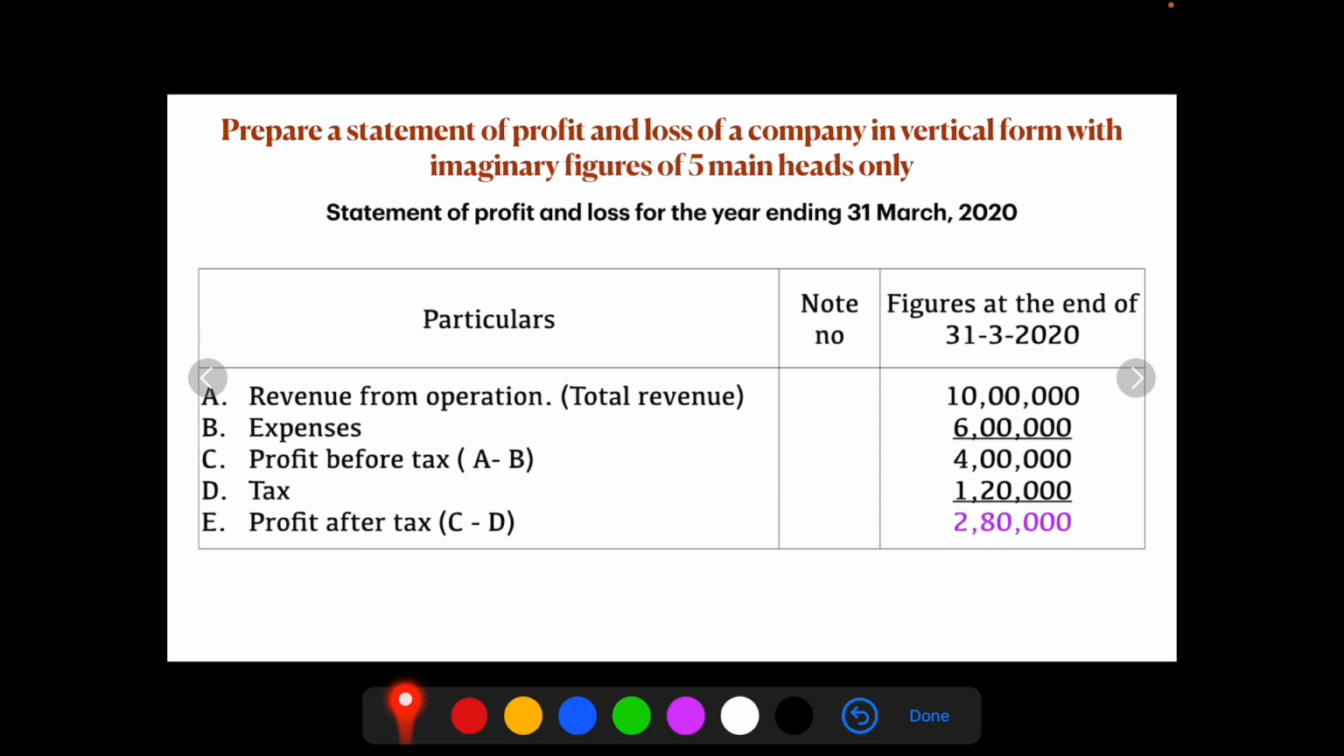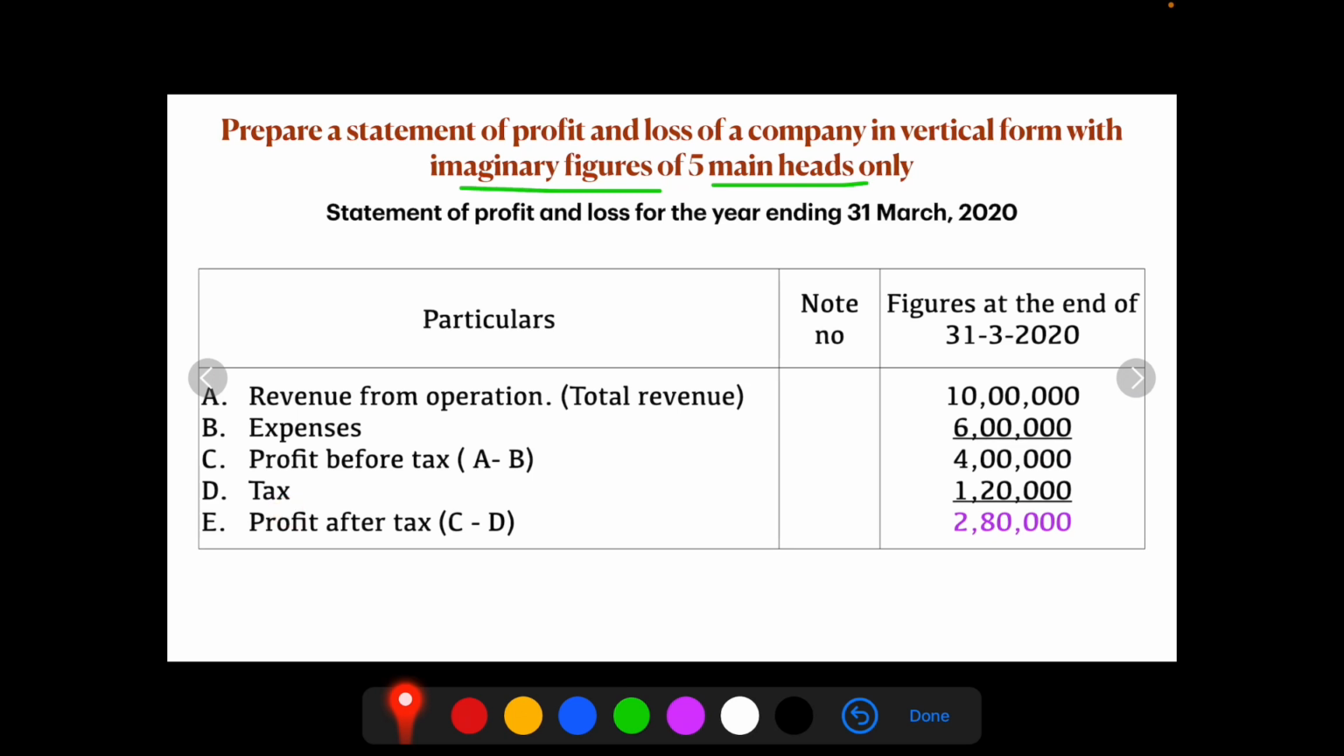So again, as per the question, I have taken the imaginary figures. First in the particulars column, I have highlighted the 5 heads of a statement of profit and loss. In the amount column, I have taken the imaginary figures. So let's look into the solution here. Revenue from operations, which is the total revenue, is rupees 10 lakhs. Expenses being 6 lakh. In order to find out profit before taxes, that is revenue minus expenses, so 10 lakh minus 6 lakh is rupees 4 lakh.